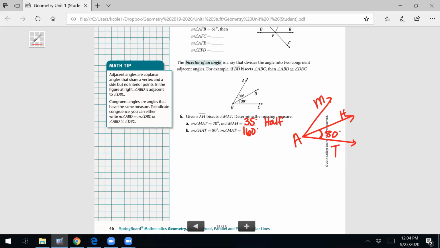So you know one of the smaller pieces. So you take that smaller piece and you double it. Okay. Questions?